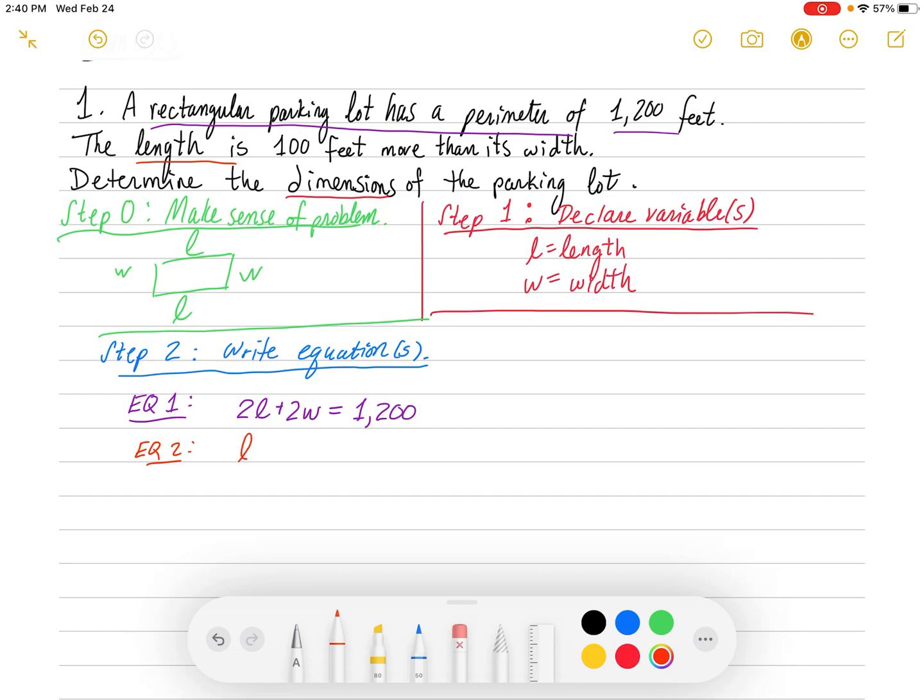So the length, that's L, is, this word is means equals, the length is 100 more than the width. What does that mean, 100 more than the width? Well, we're taking the width and adding 100 to it, right? 100 more than the width is 100 added to the width. So the length equals the width plus 100. Okay, so we got our two equations from the first sentence. We got the purple equation. The second sentence, we have the orange equation. The third sentence just asks us to find the dimensions, and we already have to do that, so that's not giving any equations here.